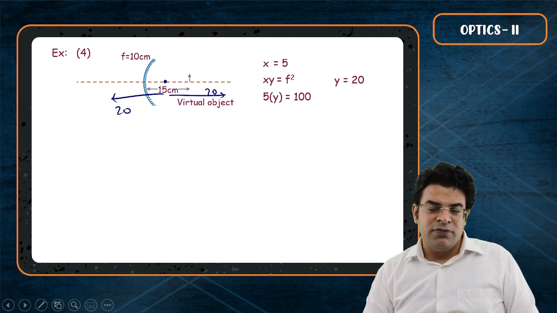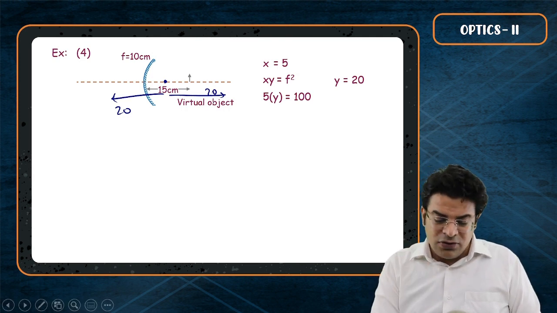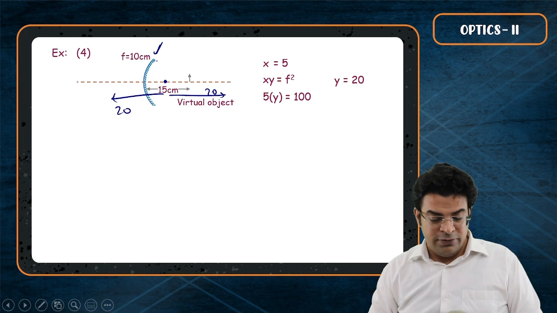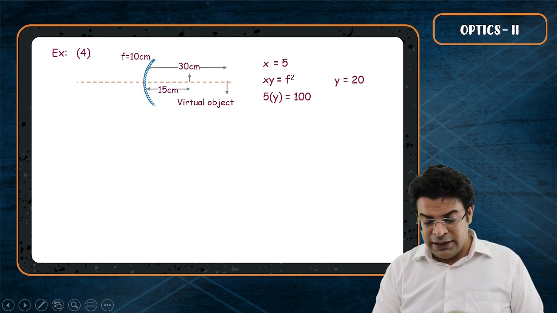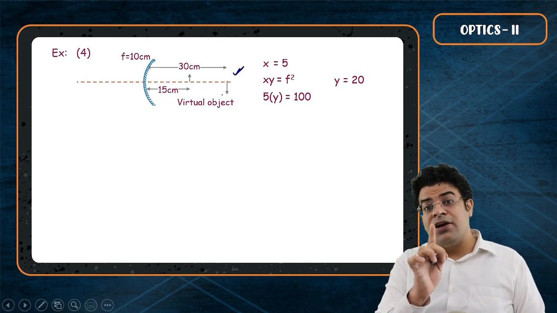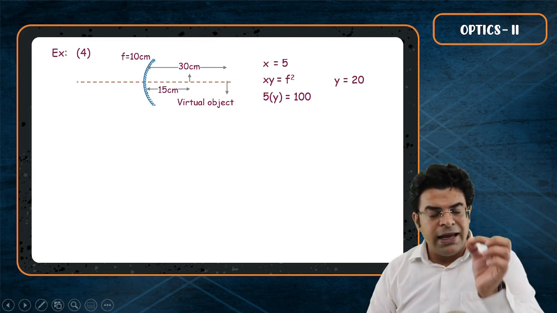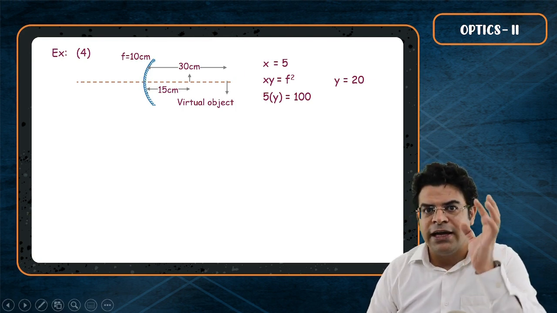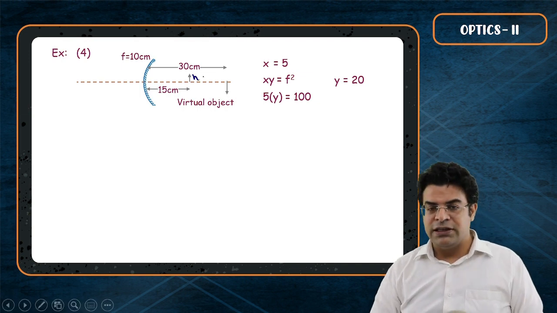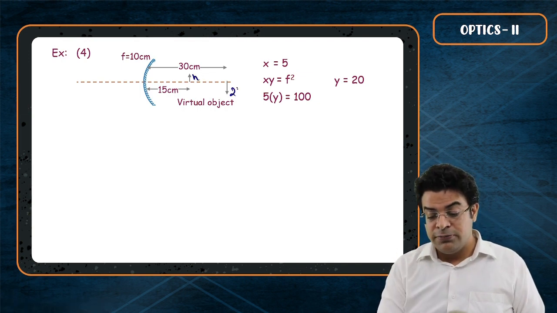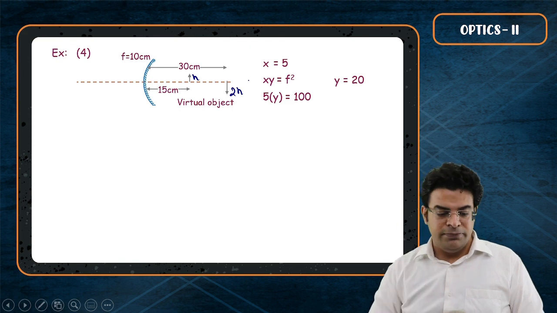So we know that for such a virtual object, this convex mirror is going to form a virtual image. So we are going to move 20 that way. So that will be at a distance of 30 from the pole. Now again, just by looking at the data points, I can say if the height of the object is h, the height of the image will be 2h, because the distance of the image is double.